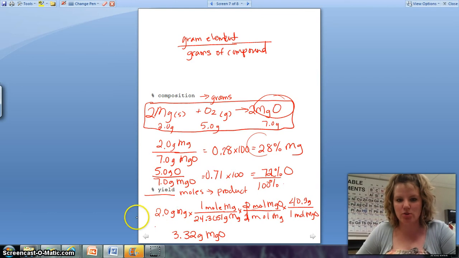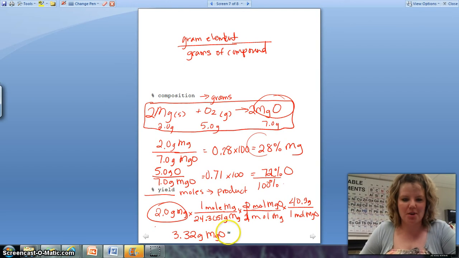In a perfect reaction, if you started out with 2 grams of magnesium, we should have gotten 3.32 grams of magnesium oxide. Now, obviously, we got 7, so we did something severely wrong. I didn't do a good job of making up that number. But what you would do is take your theoretical yield and divide it by what you really got. So this is called your actual over your theoretical. Okay, so actual over theoretical.